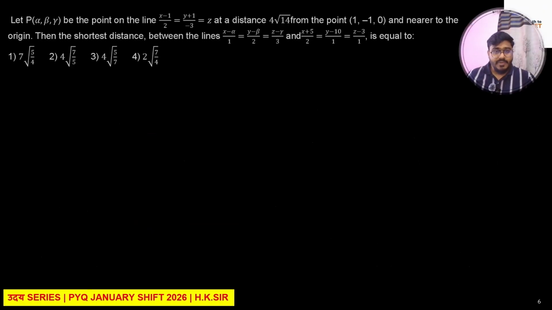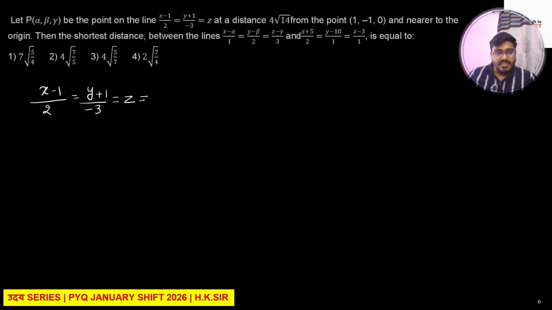तो चलिए इस सवाल को करते हैं. इसके अंदर हमें बोला है P(alpha, beta, gamma) be the point on the line. Alpha, beta, gamma, this is a point given on this line. Which line? (x minus 1) divided by 2 equal to (y plus 1) divided by minus 3 equal to z. So alpha beta gamma is the point.